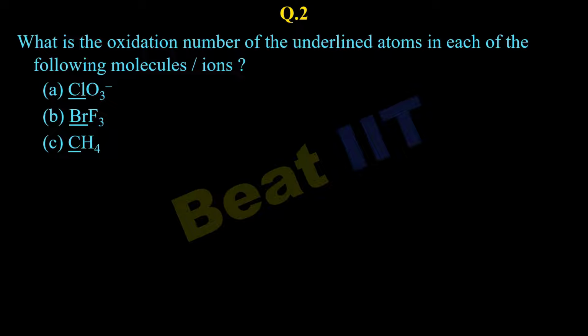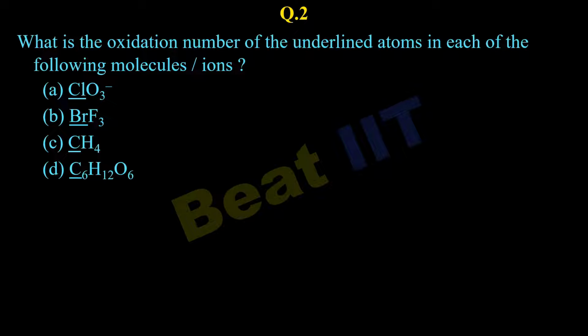Next, CH4, we have to calculate the oxidation state of carbon. Let it be X plus 4 times hydrogen, plus 1, equals 0, so X equals minus 4. So carbon here has oxidation state minus 4 in methane.